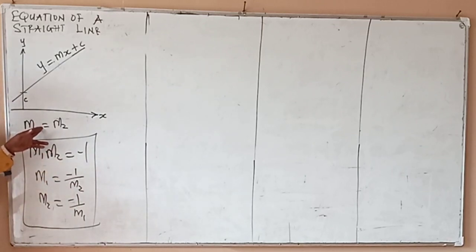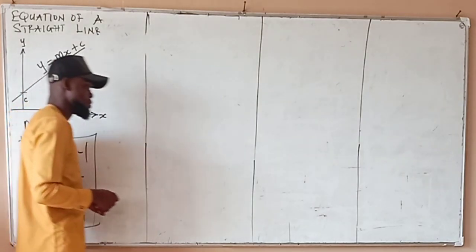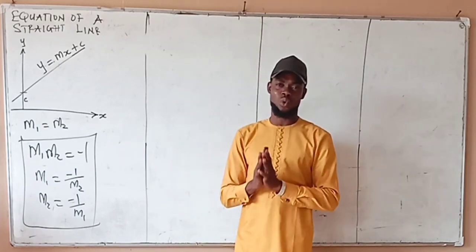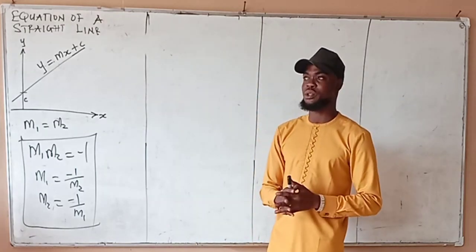So this one is for perpendicular lines, while the other is for parallel lines. Parallel, I don't have any issues. Perpendicular lines, I have a major issue here. Now let's look at a very good question.